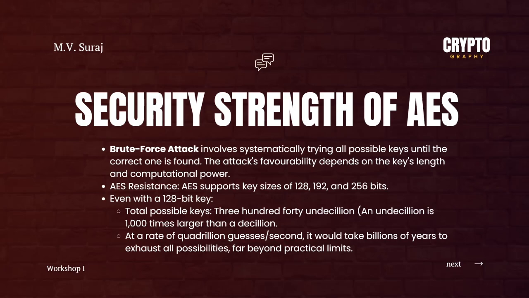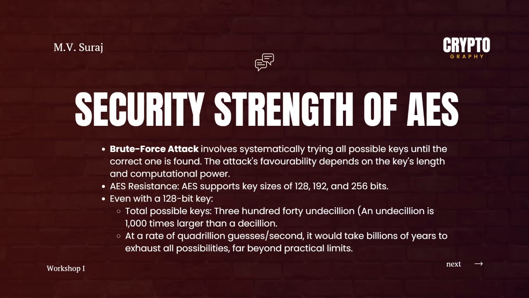AES resistance. AES supports key sizes of 128, 192, and 256. Even with a 128-bit key, the total possible key combinations, just as I mentioned, is going to be 340 undecillion, and an undecillion is 1000 times larger than a decillion. At the rate of a quadrillion guesses per second, it would take billions of years to exhaust all possibilities, far beyond any practical limit. Of course, bro.